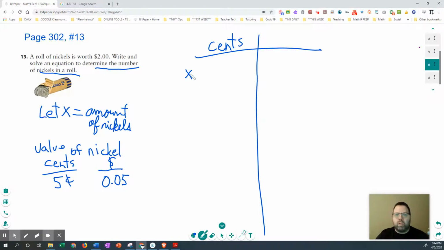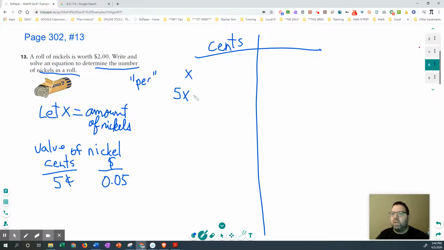So if x were equal to 1, I'd have 5 cents. If x were equal to 2, I'd have 10 cents. If I had 10 nickels, it'd be 50 cents. So what I'm talking about is that we have a multiplication relationship. That's where this word, remember I was talking about this word per? Each nickel is worth 5 cents, 5 cents per nickel.